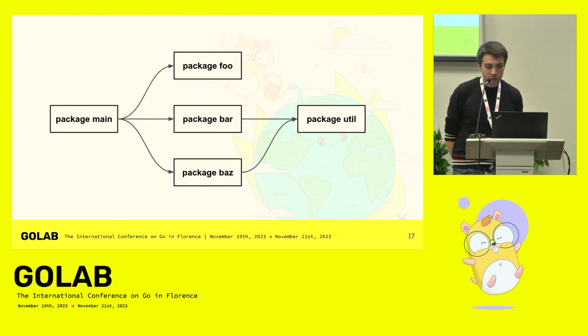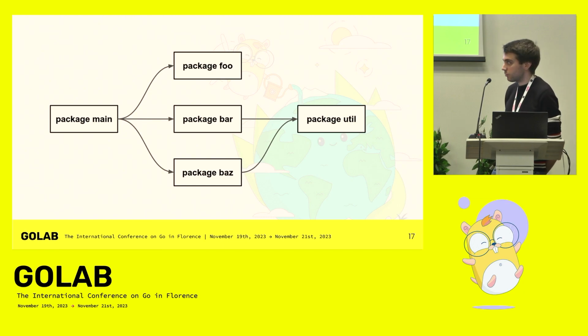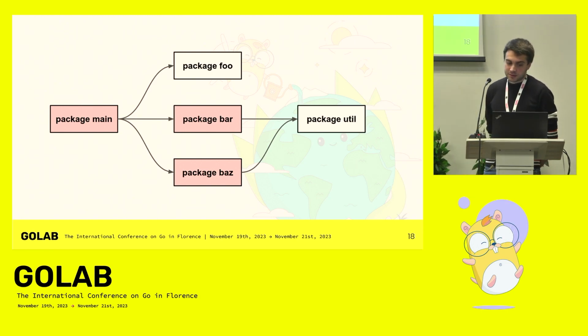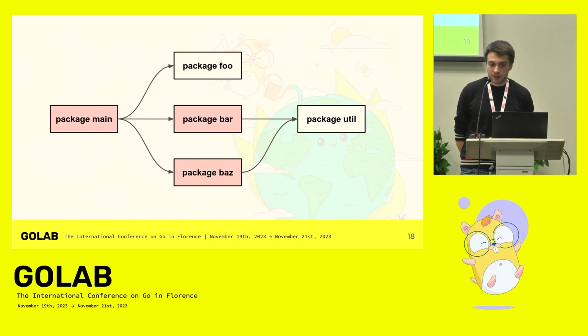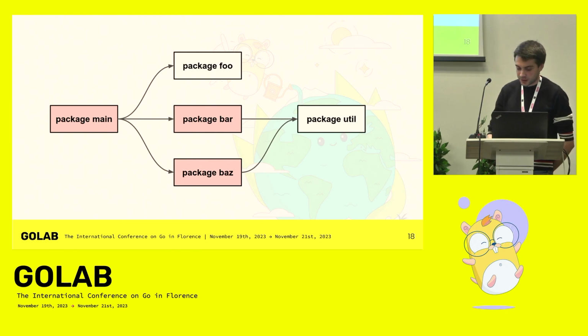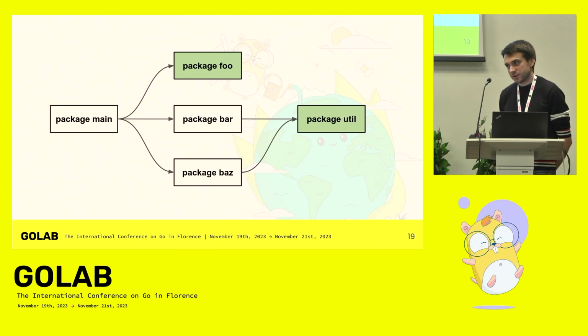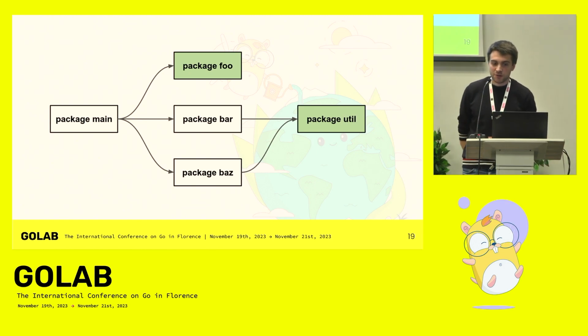So let's look at a bunch of packages that import each other. You've got main that imports foo, bar, and baz, because I'm very original. And then bar and baz import util. We cannot initialize main, bar, or baz right away, right? We need to initialize one of the other two. Between the other two, which one should be initialized first? Show of hands who thinks it's foo.